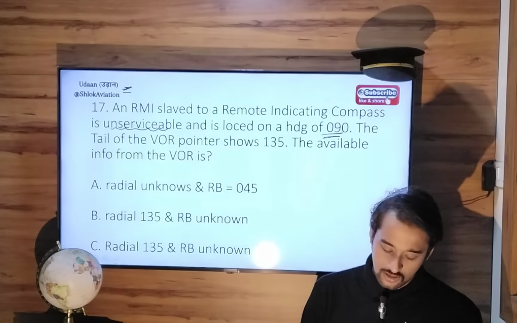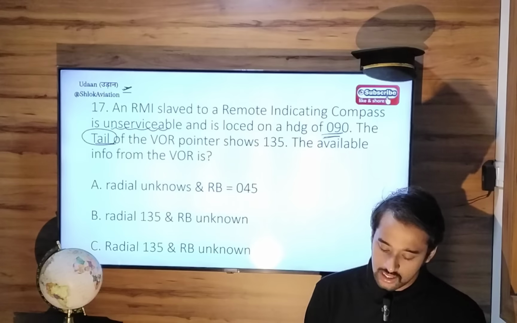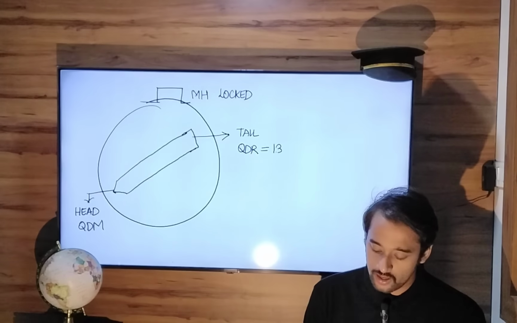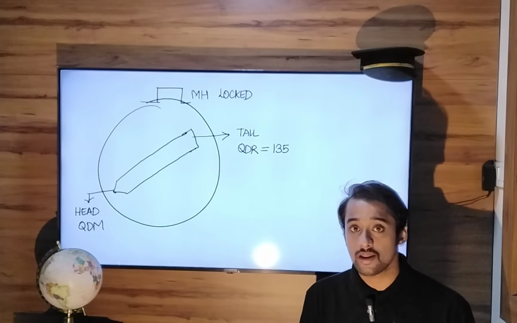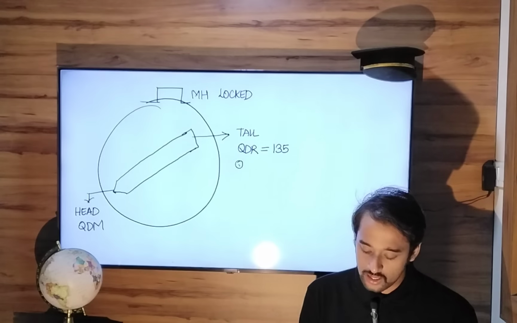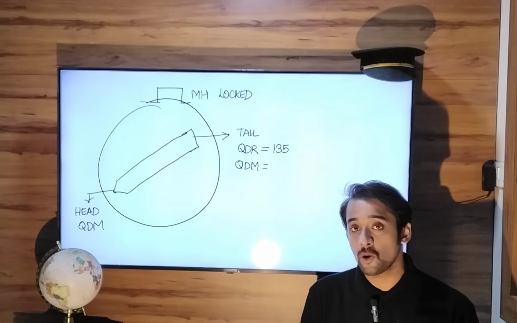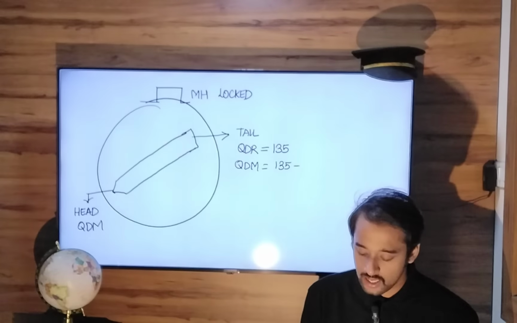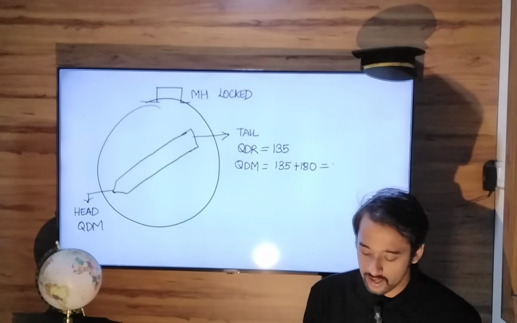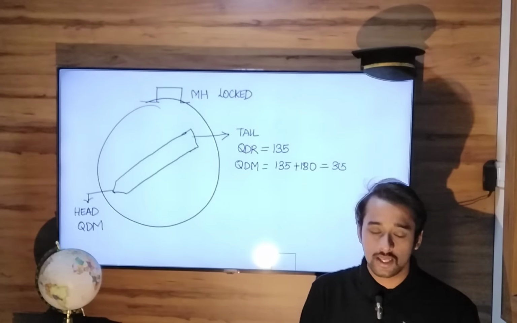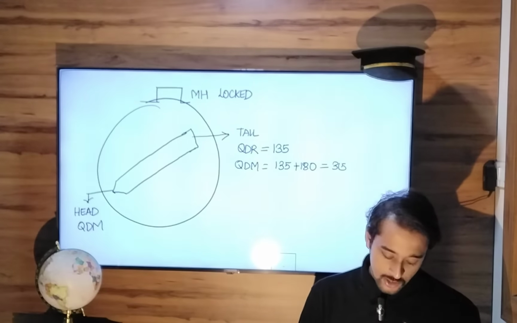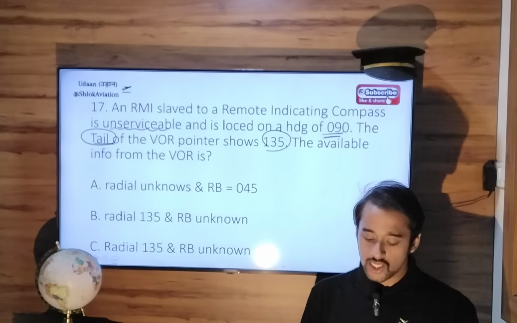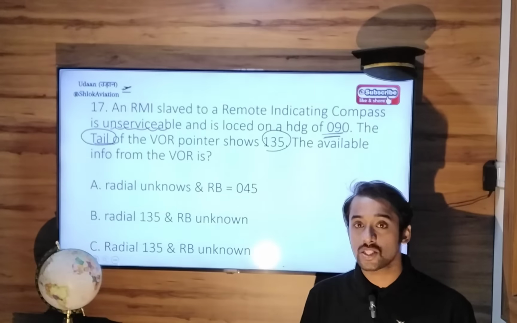Next it says the tail of the VOR is showing 135. Now tail is QDR, so QDR according to this example is 135. If QDR is 135, QDM will be the reciprocal of QDR, right? So 135 plus 180, which will be 315. So let's check the options. Option A says radial is unknown and relative bearing is 045.